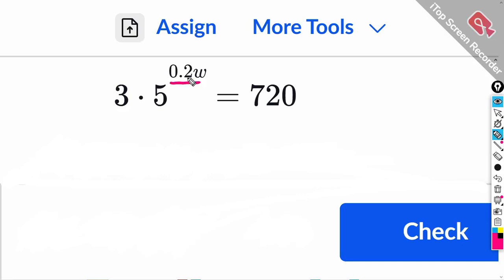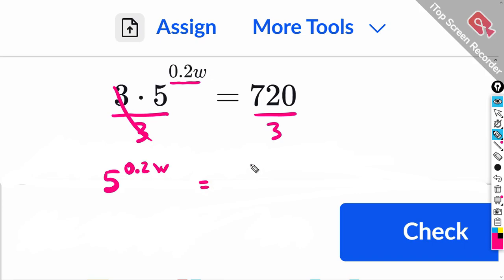Right here, the exponent is applied to the 5. It is not applied to the 3, so we want to get rid of 3. The opposite of times 3 is divided by 3. It cancels, and we're left with 5 to the 0.2w. You can leave it as is, but I'm pretty sure I can do 72 divided by 3, and that's 24. So this is actually 240. If you left it alone, it wouldn't matter.